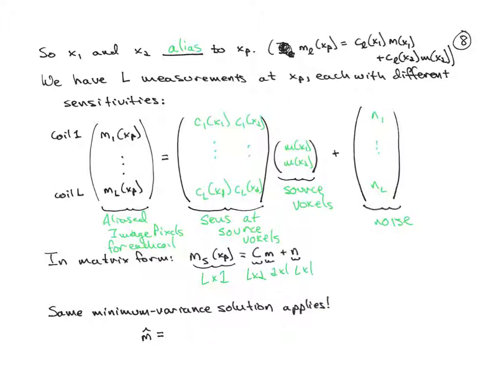So it turns out that the same minimum variance solution that we had in the coil combination case applies here as well. That is, what we want to use here is C Hermitian psi inverse C, inverse, times C Hermitian psi inverse M sub S of xp. The primary difference here is that the dimensions of the matrices and vectors change. So now we're solving for two separate voxels, not just one as we were before. This matrix is now 2 by 2 instead of a scalar, this matrix here is 2 by L, and this still is L by 1.